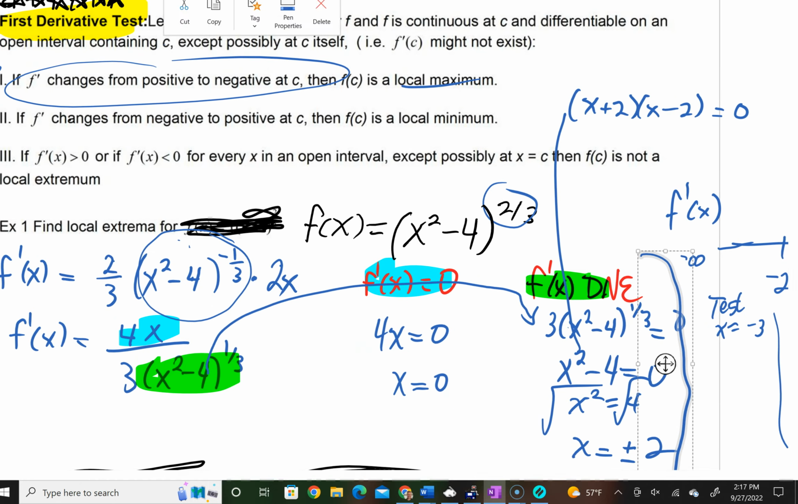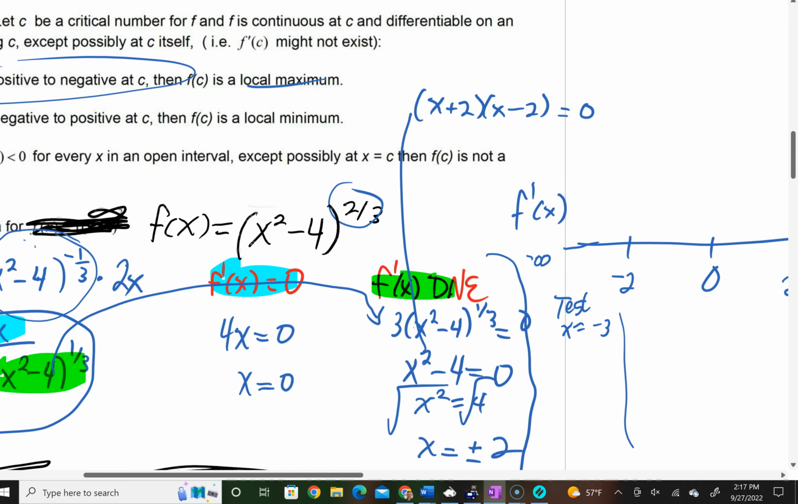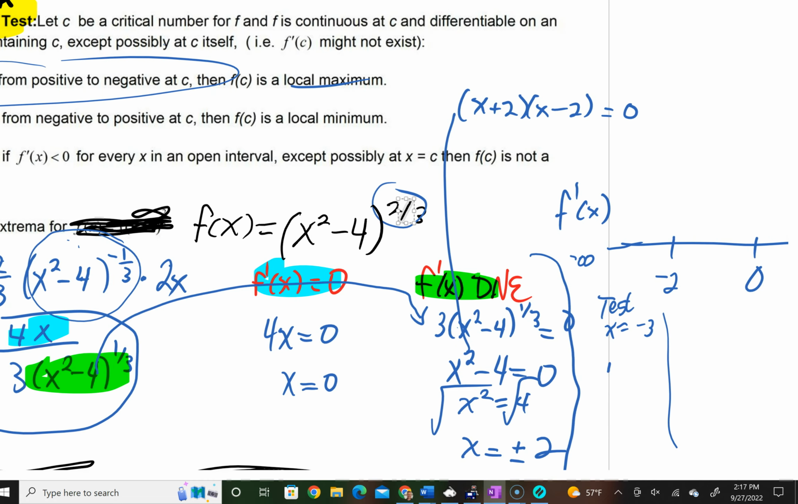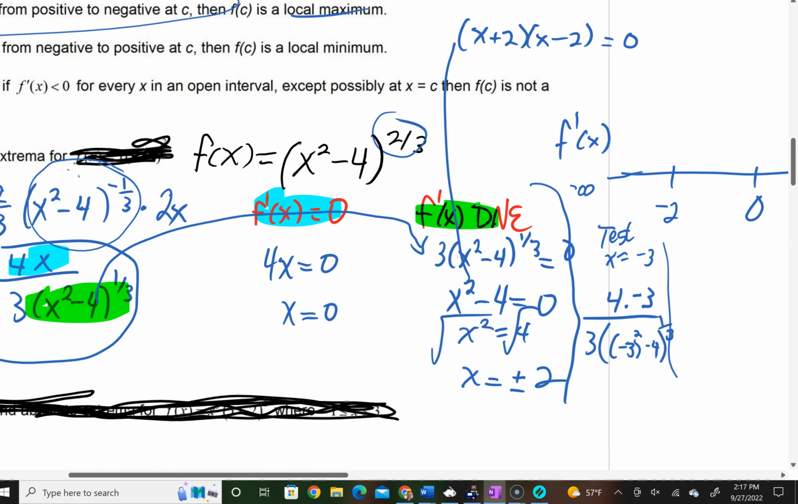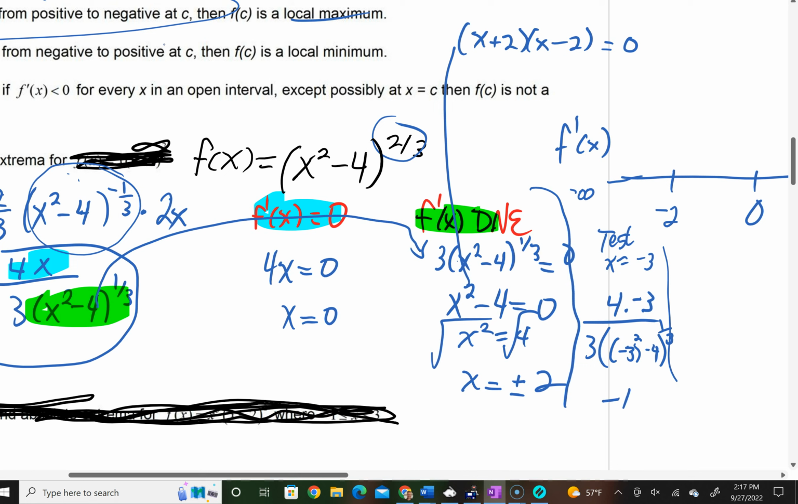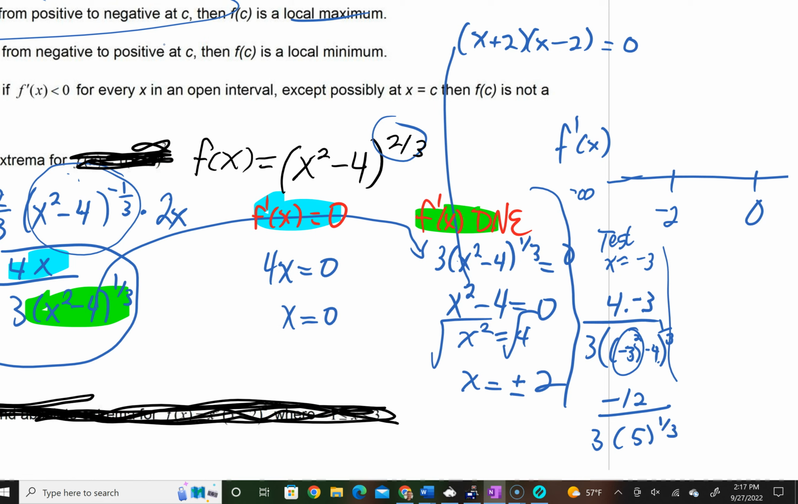But guys, here's f prime. So I'm going to say that's 4 times -3. Down below I'll have 3, and I'll have -3 squared minus 4 to the 1/3 power. Now, right now, this could get scary because kids will say, well, if I don't have a calculator, Mr. Dobner, how in the world can I know what's really happening? Well, -3 squared is a 9, and 9 minus 4 is 5. What do you think? Is this positive or negative? Negative.